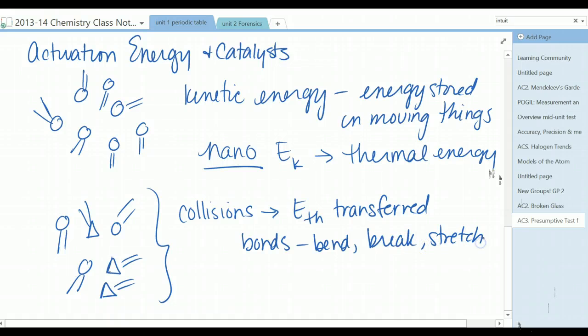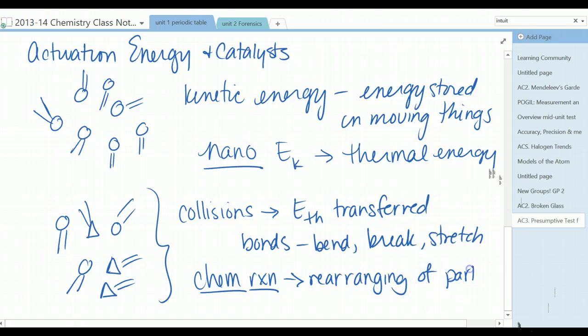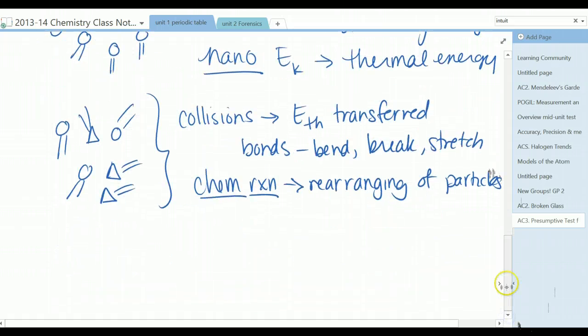So those bonds, those things holding those molecules together, for example, in H2O, there are bonds between the hydrogen and the oxygen. If the collisions have enough thermal energy transferred, enough kinetic energy transferred, then we get a chemical reaction, a rearranging of particles. And I'm just going to abbreviate reaction here. Chemical reaction is a rearranging of particles. So that rearrangement happens if there's enough thermal energy transferred when molecules collide.